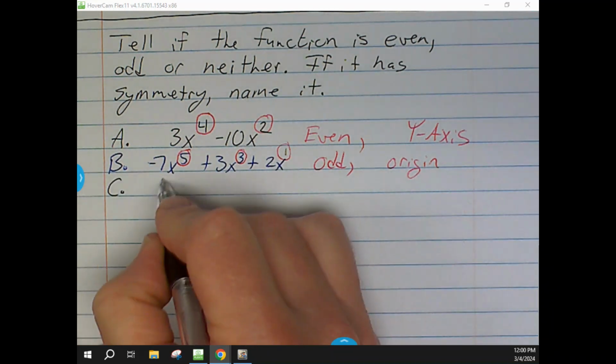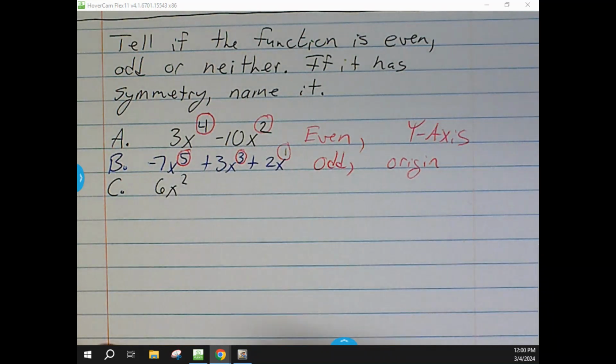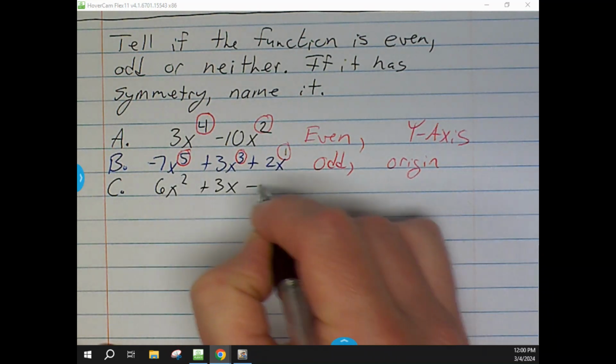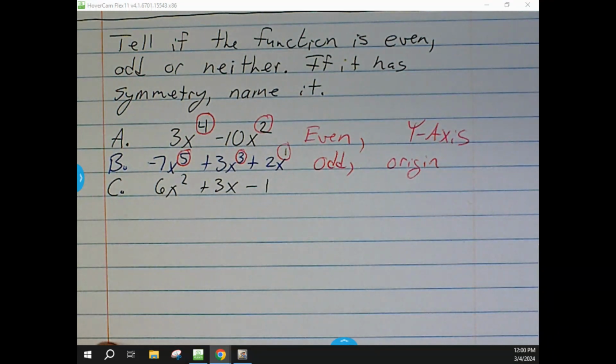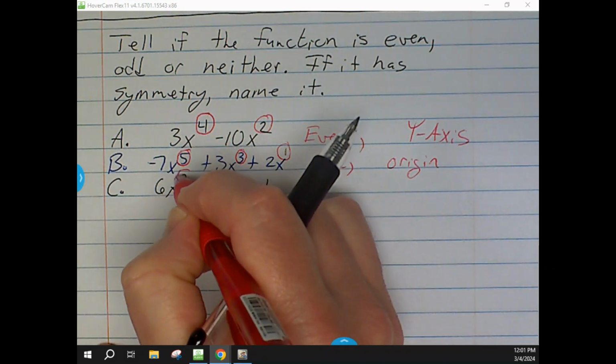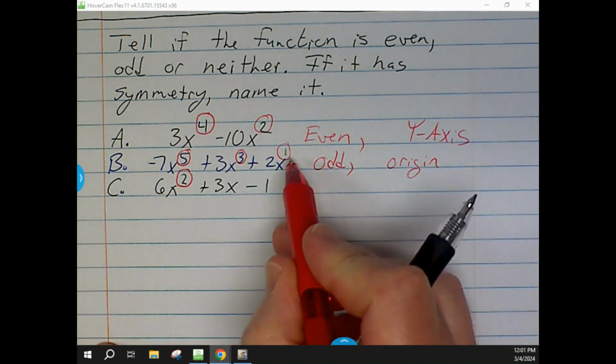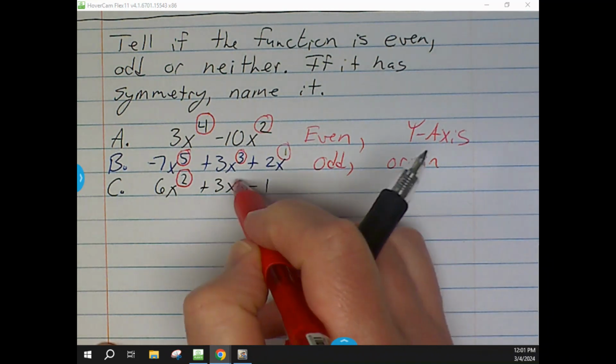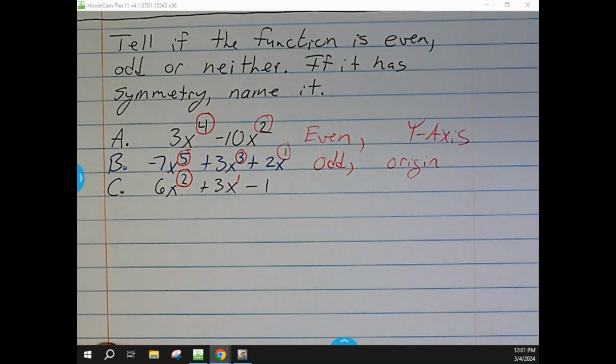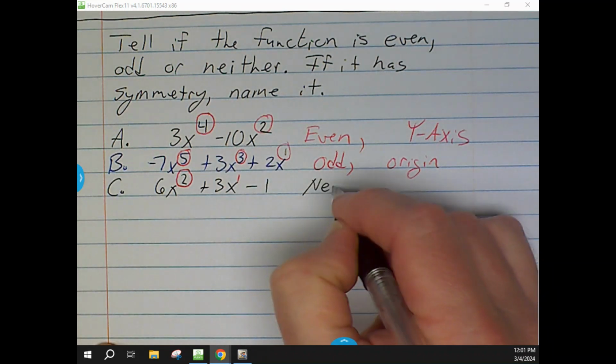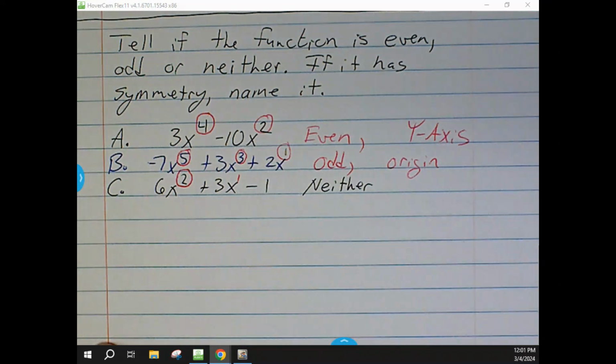All right, two more, then we're done. So we've got 6x squared plus 3x minus 1. Yeah, so we got x squared. We just said this one would be technically x to the first power. So since that one's even, that one's odd, we don't have to worry about checking the one that's there. It's just going to be neither, because we got x to the second, x to the first. That means it's going to be neither.